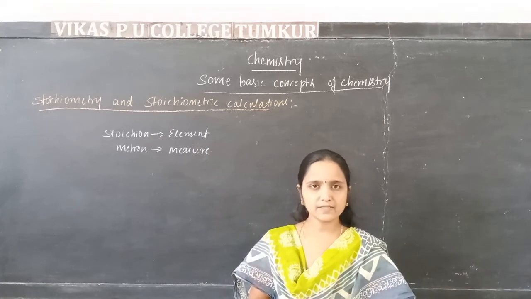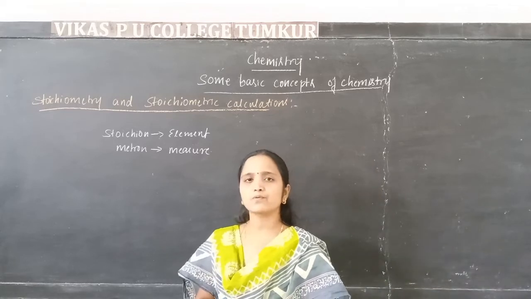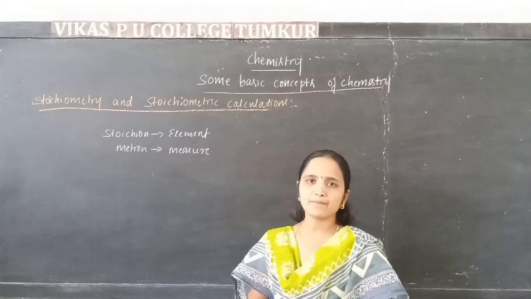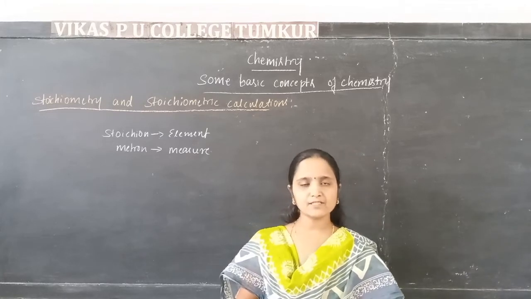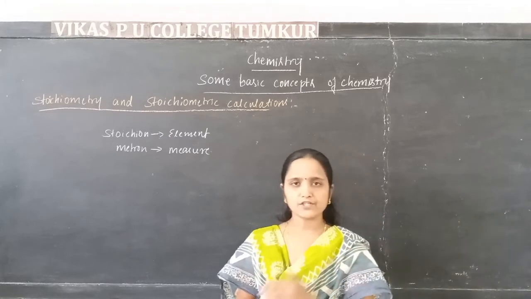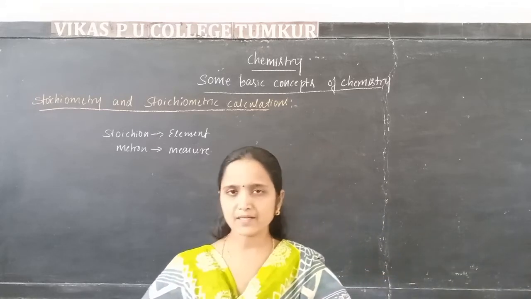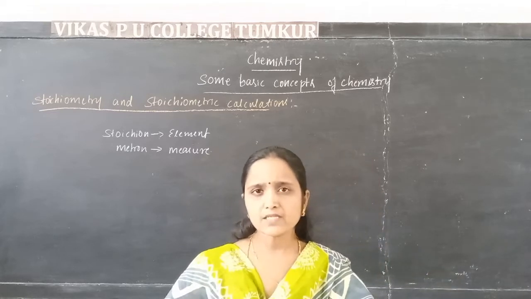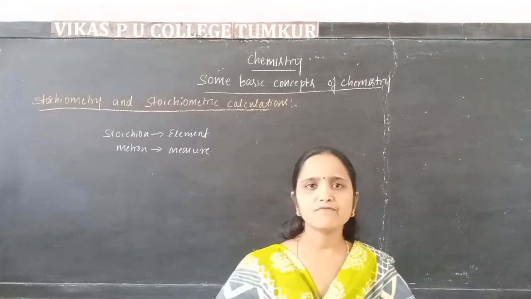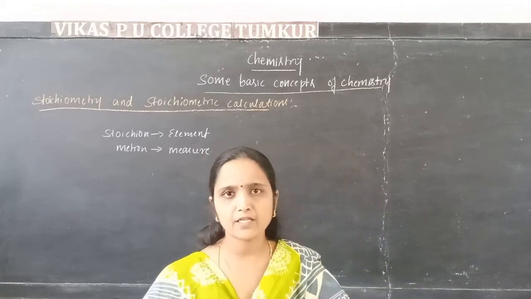Stoichiometry deals with the calculation of the masses of reactants and products involved in a chemical reaction. Now we are going to consider a chemical equation. Let us take an example: the combustion of methane, which gives carbon dioxide and water.